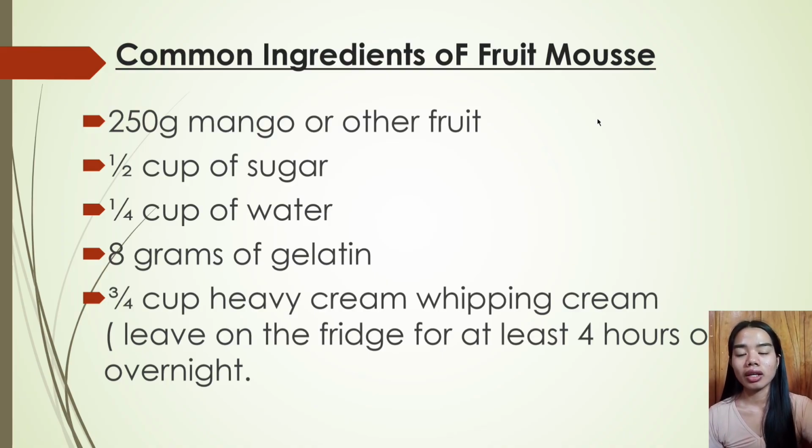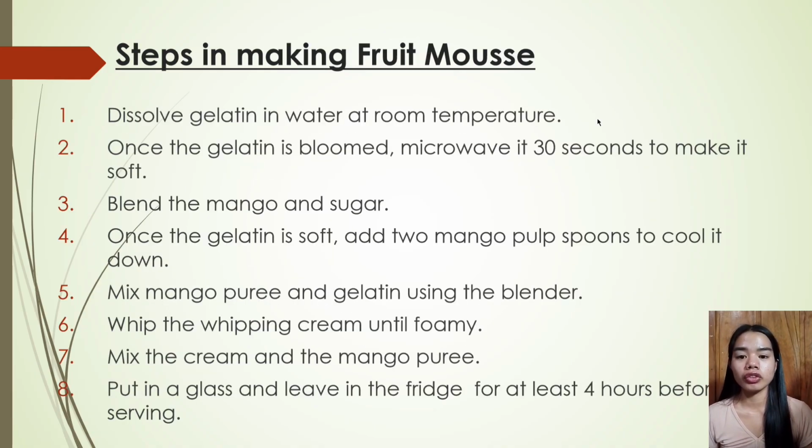So, yung nakasulat sa recipe is 1/2 cup of sugar, 1/4 cup of water, 8 grams of gelatin, and 3/4 cup heavy cream or whipping cream. So, kapag gumamit tayo ng cream, we should leave on the fridge for at least 4 hours or overnight. So here are the steps in making fruit mousse.